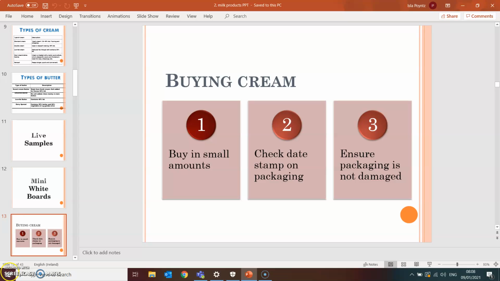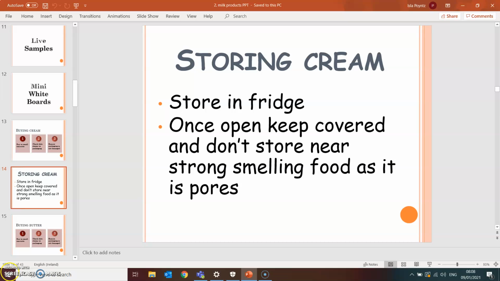We don't have live samples at the minute, obviously, because we're remotely learning. So buying cream, so buy in small amounts, check the date stamp on the packaging and ensure the packaging isn't damaged. So talking about the product itself, and don't forget to notice the packaging, the date, and that it isn't damaged. Storing it in a fridge. Okay, and don't store near strong smelling foods because it does absorb the smell.